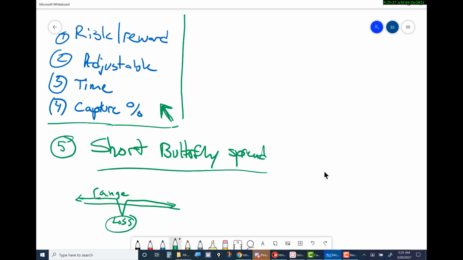So some of the attributes here, as we're talking again about the things that are important in a trade with a short butterfly spread, well, it does have a poor risk-reward ratio, okay?